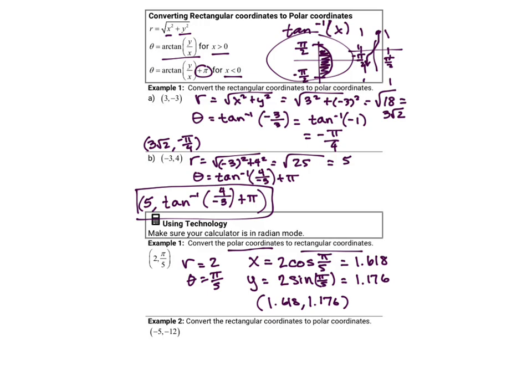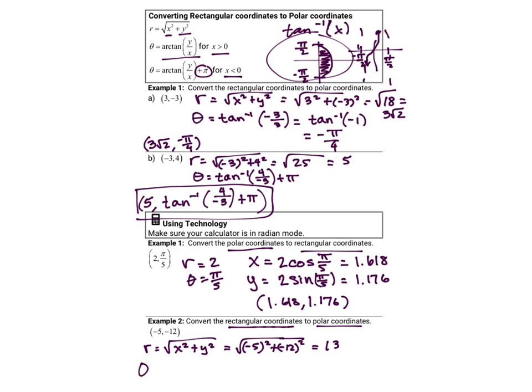Okay. The second question says convert the rectangular coordinates to polar coordinates. Still using our calculator. And this time I have r equal to the square root of x squared plus y squared, or the square root of negative 5 squared plus negative 12 squared. 5, 12. Anybody recognize it? It's a special right triangle? 13. 5, 12, 13. So this is a 13.